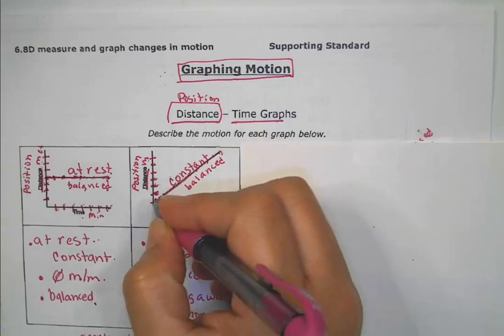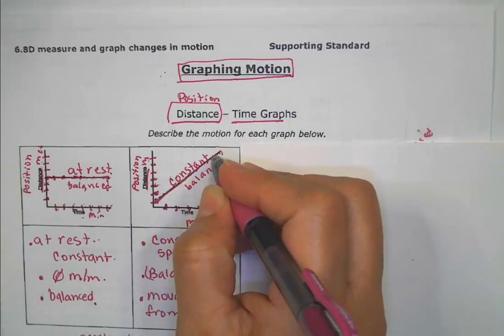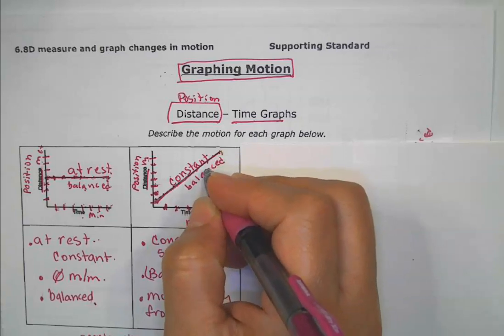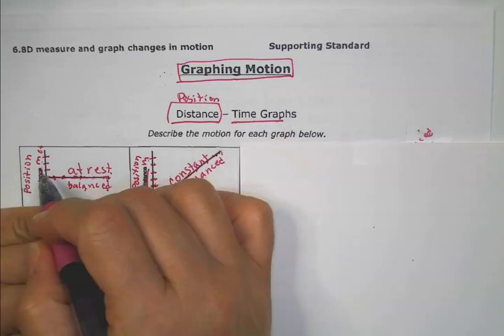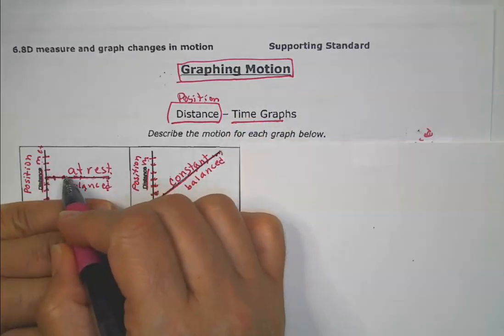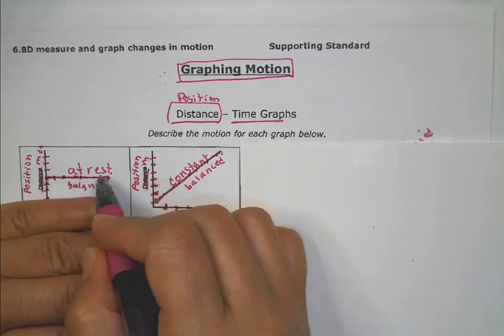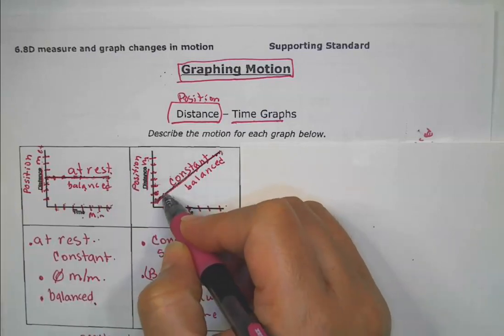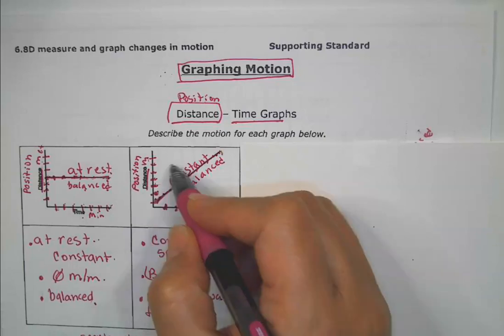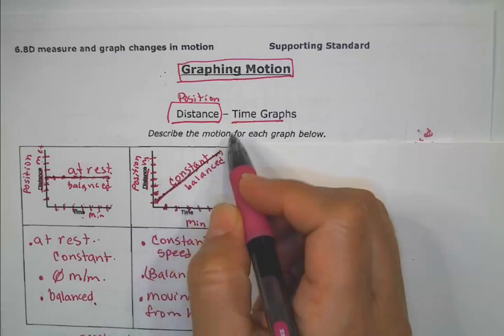So then we say that the forces are balanced. I'm going at a constant speed. Over here is at rest because I remain at that same place for the whole period of time. Here I am moving away. Okay, I'm moving away from the starting point.